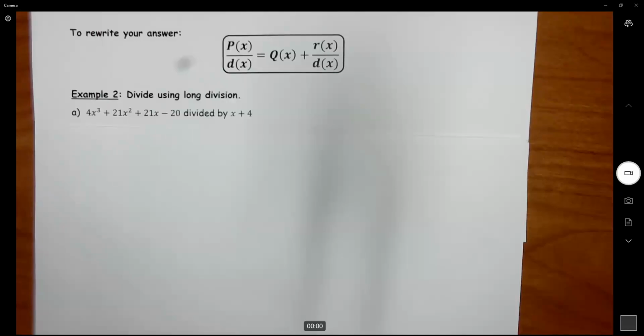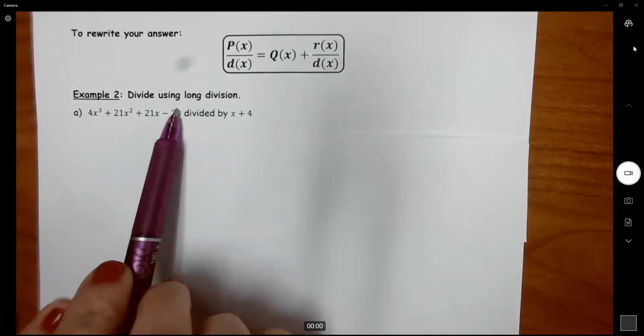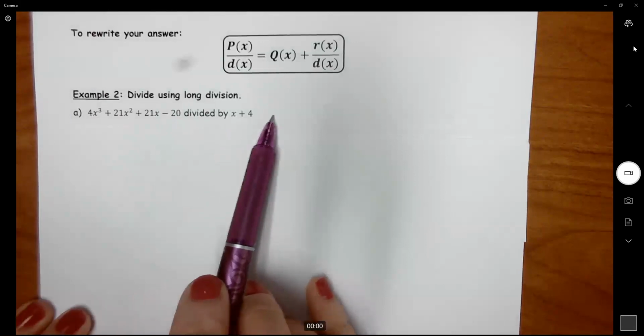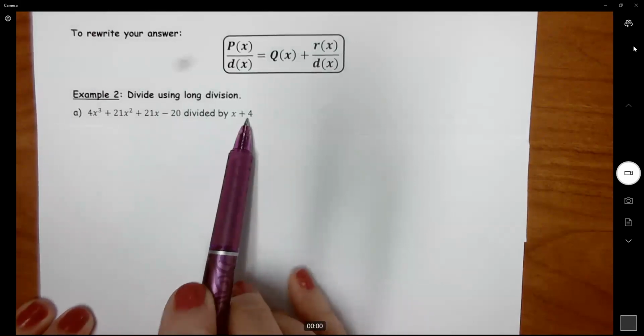All right, now that we have reviewed how to divide numbers using long division, let's apply this to dividing polynomials. Now, there are some differences, but for the majority, we're doing the exact same process. And there's not really steps to do this. It's just kind of easiest to dive in. So here we go. We are taking this polynomial and we are dividing it by x plus 4. So your x plus 4, what you're dividing by, goes on the outside.